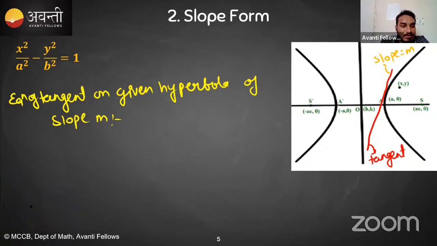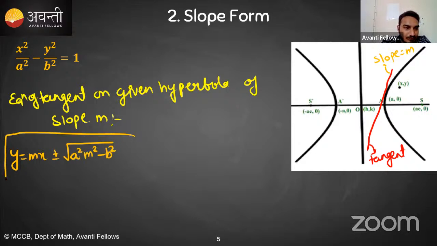What is that equation? y is equal to mx plus minus under root of a square m square minus b square. This is the equation of tangent of slope m. So if somebody asks us to find the equation of tangent of slope 2, directly just substitute the value of m equal to 2 in this equation, you will get your answer. Clear? Is there any doubt in it?